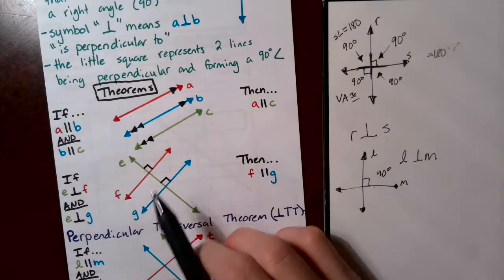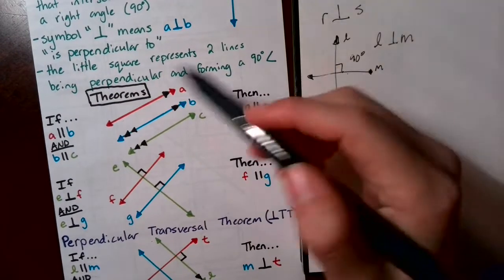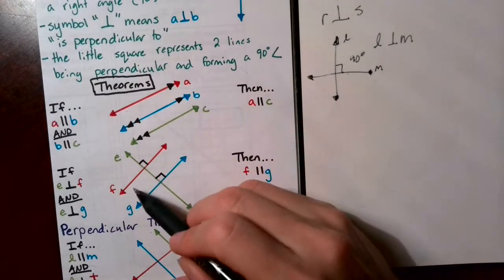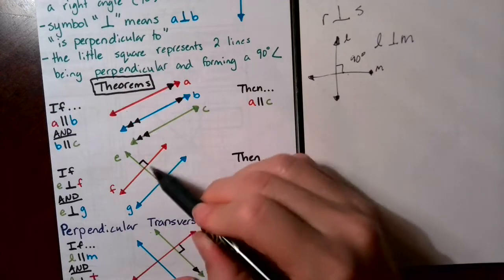The way I'm going to prove this to you is, can anyone think about what type of angle pair these are right here? Okay? If in theory these were parallel lines, okay?